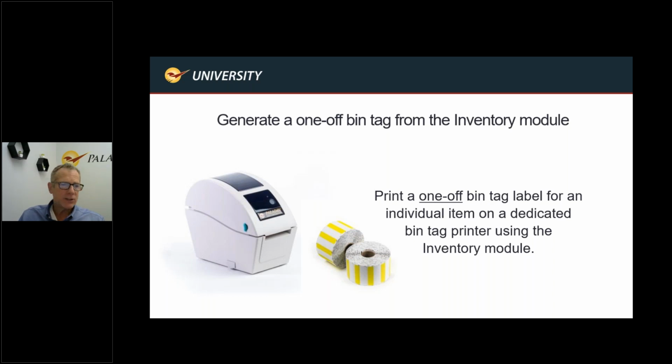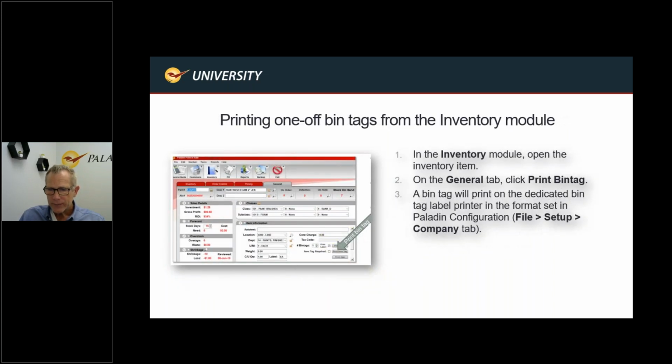Now we're going to look at just doing a one-off, right? There's multiple ways to do a one-off. Well, the easiest, just go right to inventory and you'll see print bin tag is going to be on the first item. I think it's covered on this with the arrow, but it's that first button at the top where it says print bin tag. If you click on that button, it's going to print a bin tag on your dedicated label printer in real time, right off, just boom, done.